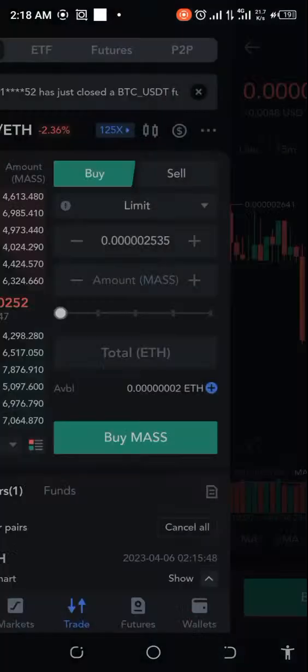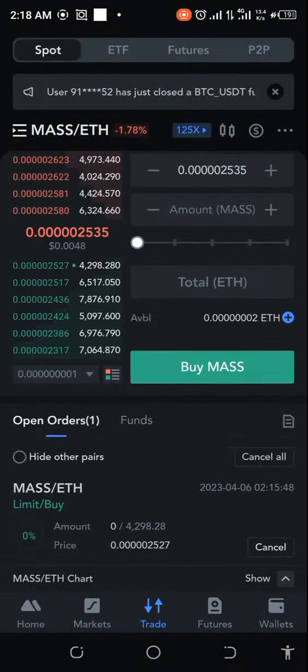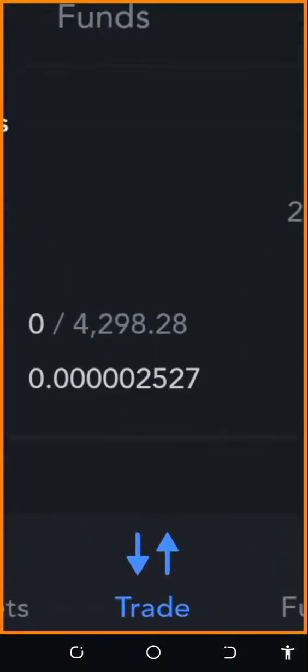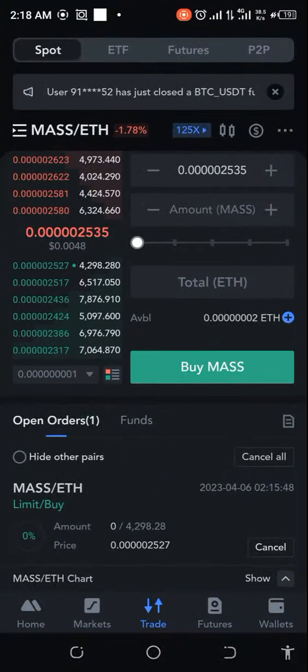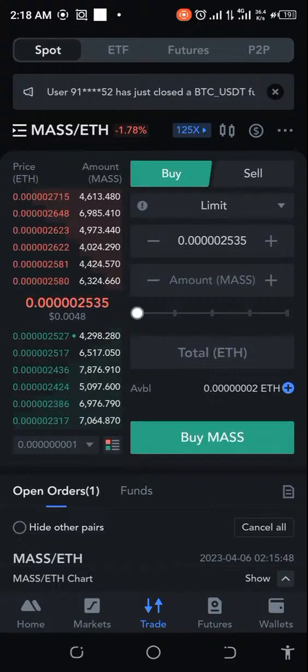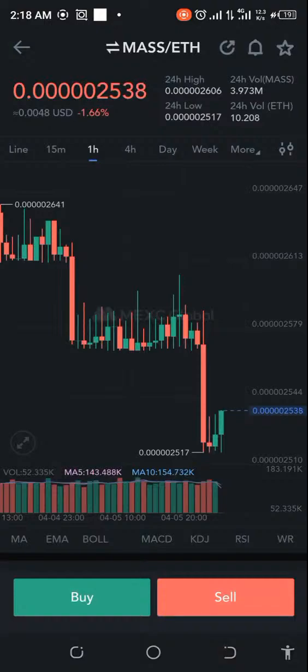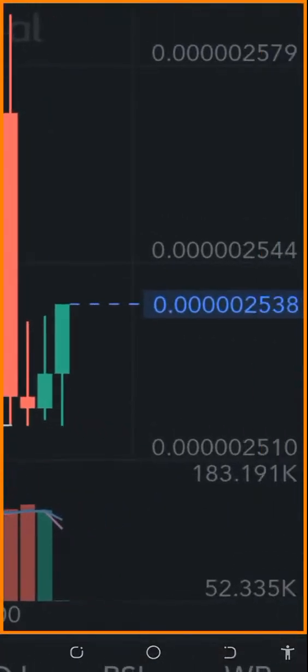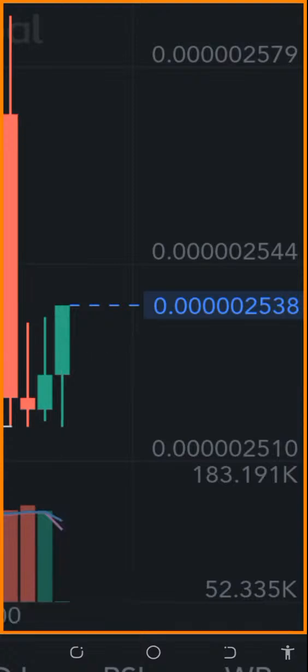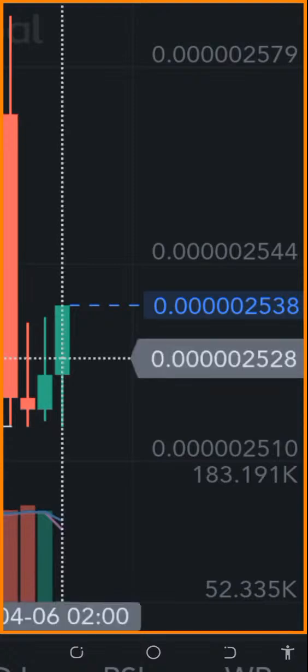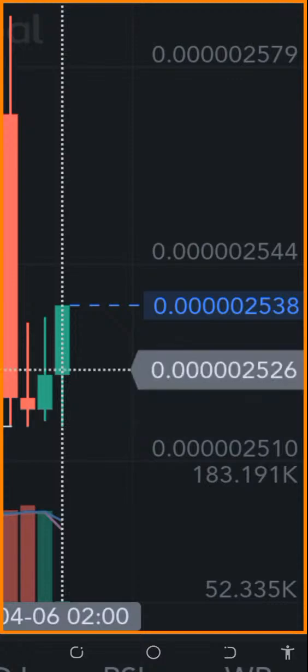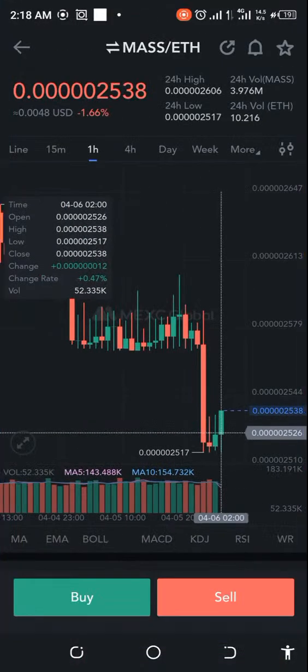What did we say? Has this gone? No, it hasn't. What we wanted to buy, we bought it at 2527. So this has to go down to 2527. That means I have to see this price go down. The price is currently 2535, so it has to go down to 2527, which is somewhere around here. 2528, 2528, 2527. Yeah, something in this range. So we needed to see it come back down.